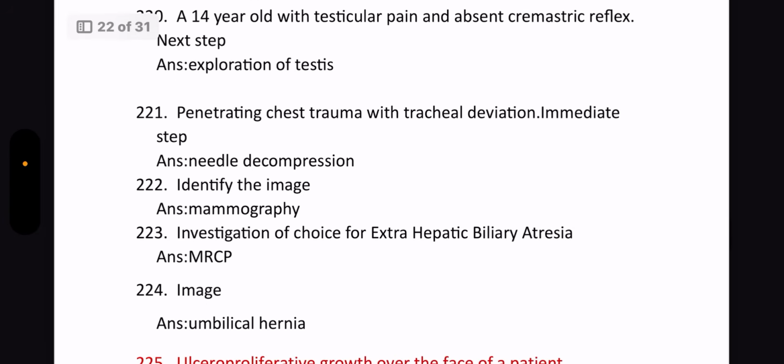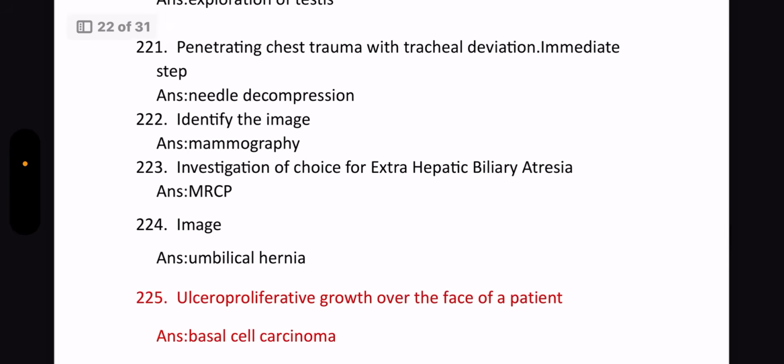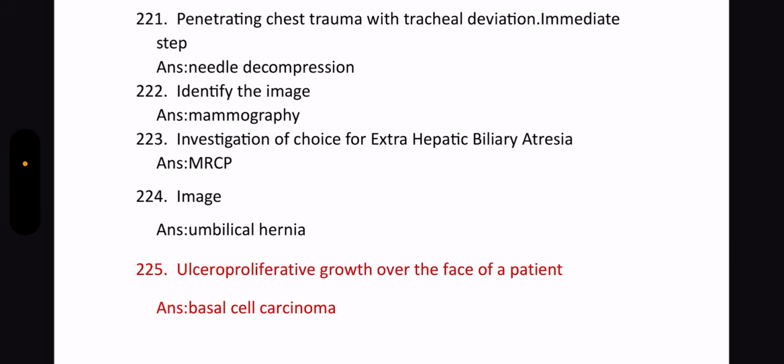Next, 14-year-old with testicular pain and absent cremasteric reflex. Next step is exploration of testis. Next, penetrating chest trauma with tracheal deviation. Immediate step is needle decompression. Next, identify the image.